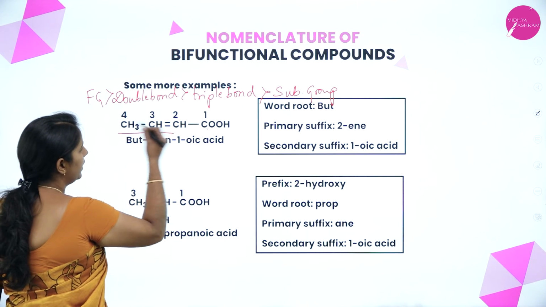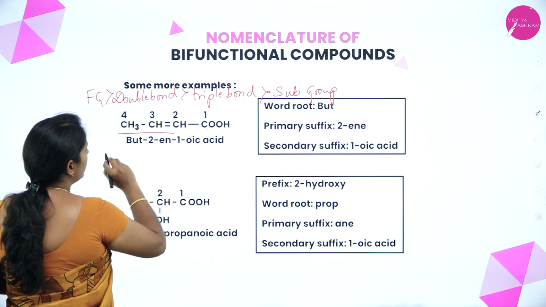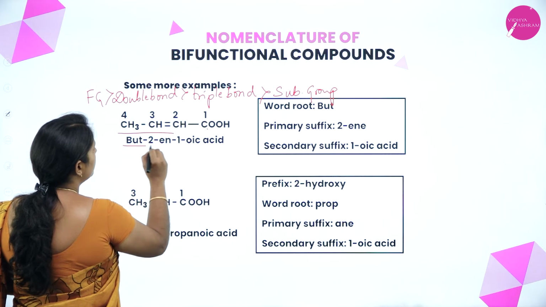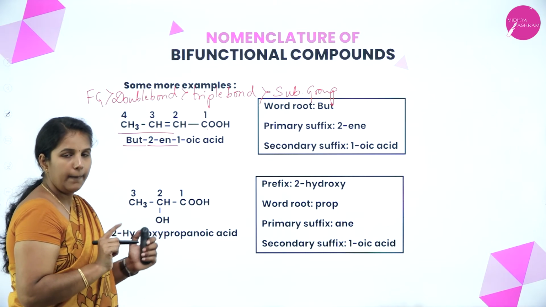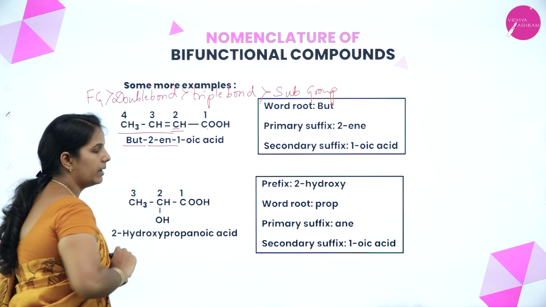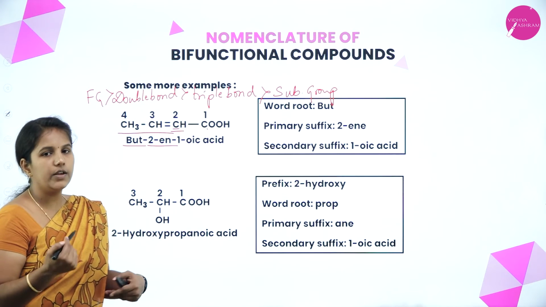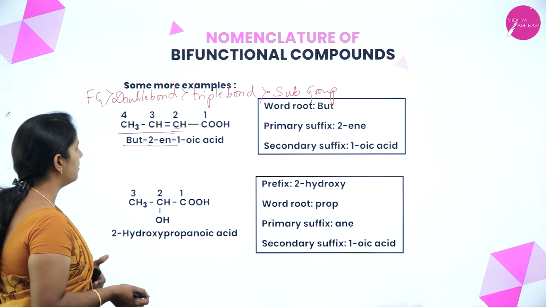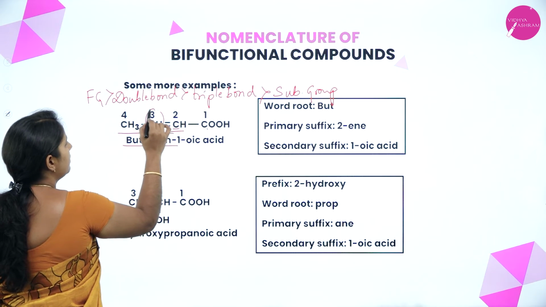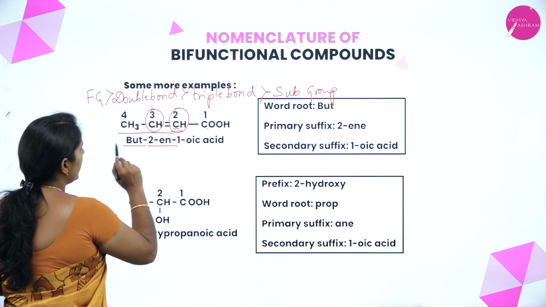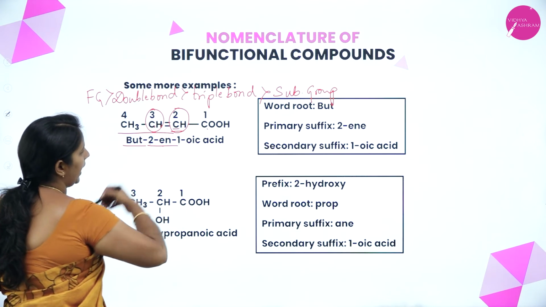So that is why I have numbered it from right to left, 1, 2, 3 and 4. How to name this? There will be 4 carbon atoms, but 2-ene. You could say 3-ene also. Why is it not 3-ene? Because the double-bonded carbon also should get the least number. If you give the highest number, the name will be wrong. Both carbons get the double bond, but this carbon has got the highest number as compared to this. That is why I am writing but-2-ene, because it is an alkene, 1-oic acid.